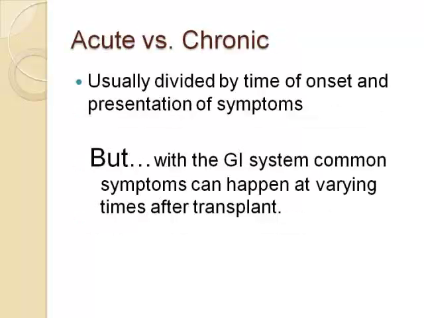Graft versus host can be divided into two major categories, acute and chronic. It's divided by the time of onset, when you present with the symptoms. These are the technical definitions. Acute is usually before day 100. Chronic is after day 100. What the majority of you are probably aware of is there's something called late acute that can happen after day 100. It usually coincides with the withdrawal of immunosuppression, and it looks just like acute. It just happens after day 100.